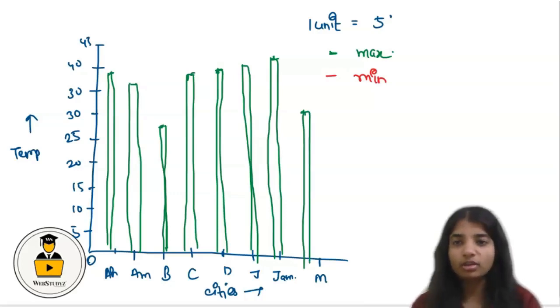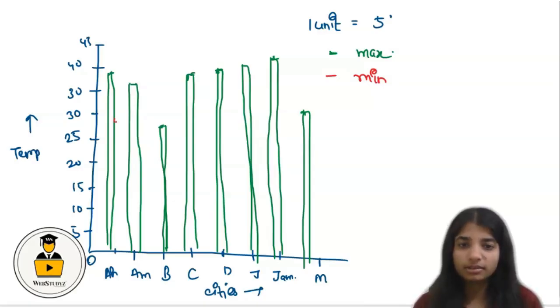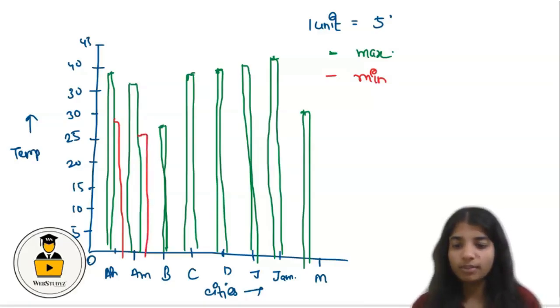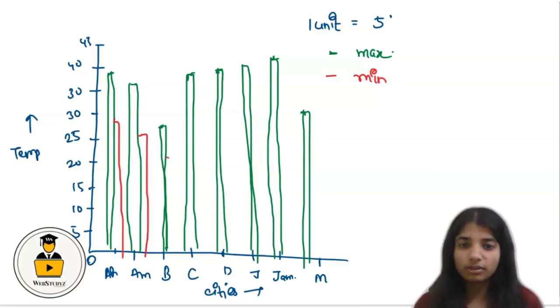Now we are going to draw the minimum temperature. The minimum temperature for Ahmedabad is 29. So this is 29. For Amritsar it's 26. So this is 26. For Bangalore it's 21. So this is 21 for Bangalore.